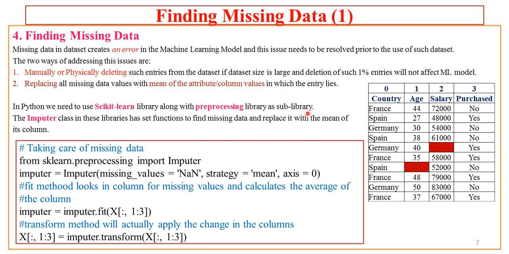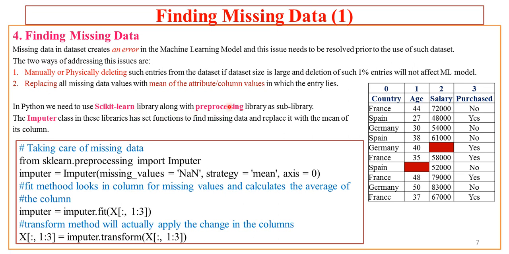So we need to replace these null values, or sorry, say for example missing values, with some proper values. So how to do that? That is done using the Python scikit-learn library along with a sub library called preprocessing.